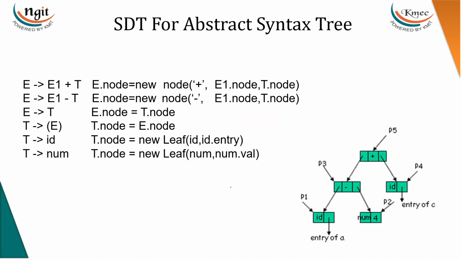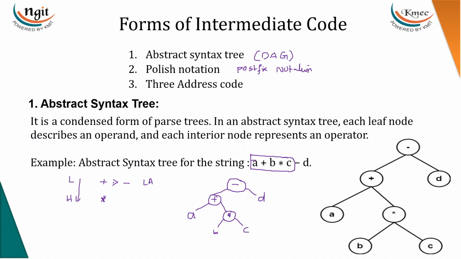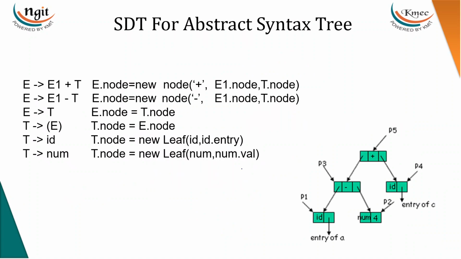Then coming to this, how do we generate this abstract syntax tree? Do we have any SDT for it? Of course, while you are representing the code in intermediate form, you have to execute this SDT, the grammar productions and the actions. For example, let me take a simple example: ID minus ID plus ID.